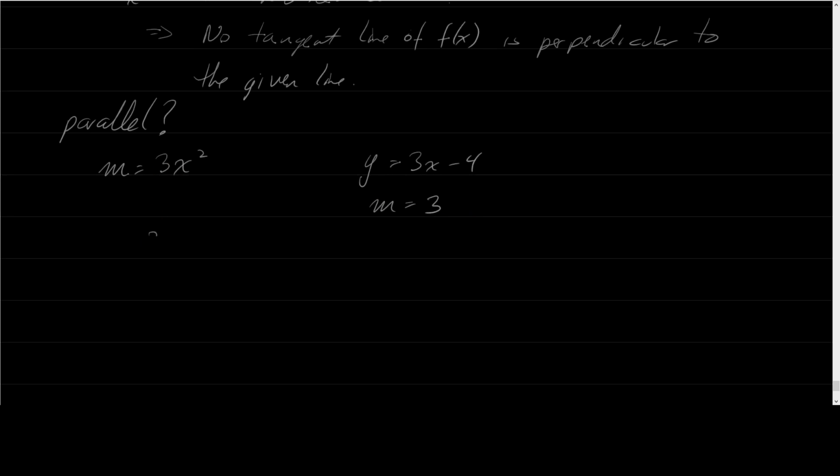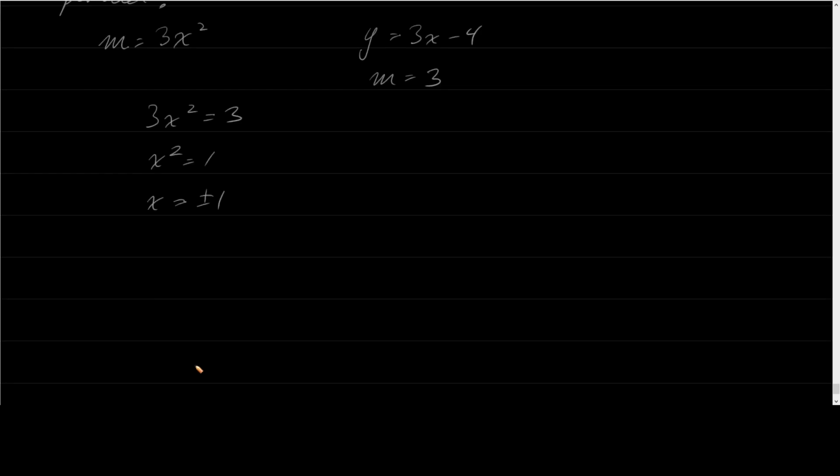So if I set 3x squared to be 3, and divide both sides by 3, I have x squared is equal to 1, so that x is equal to plus or minus 1. So in here, we actually have 2 points at which the tangent line would be parallel to that line y equals 3x minus 4. So let's see what happens when x equals 1.